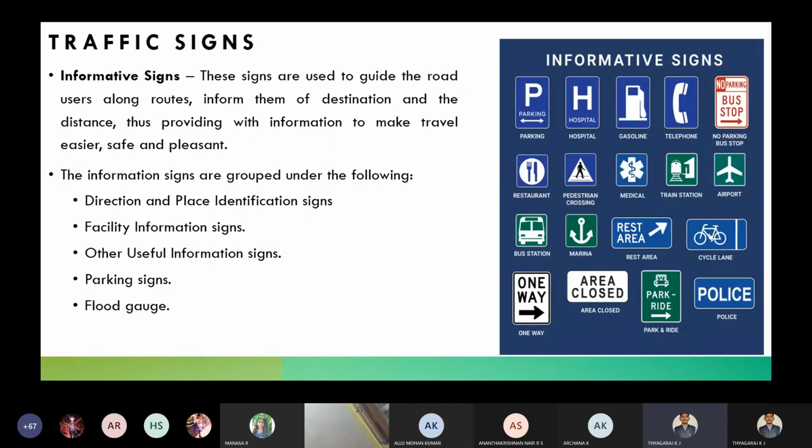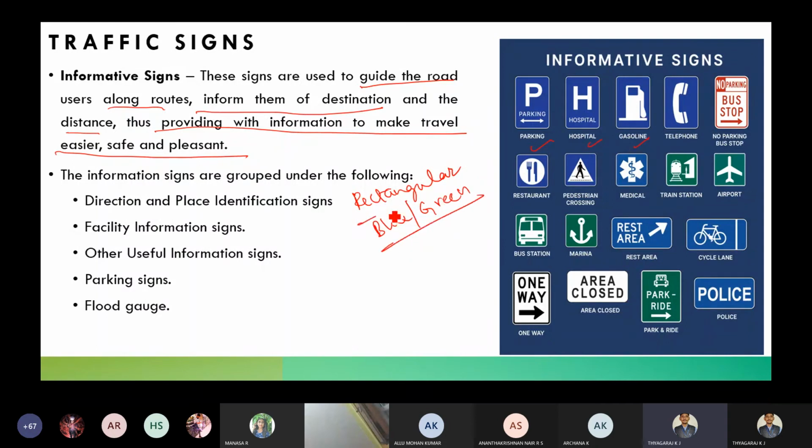Then comes the informative signs. As the name itself indicates, they give information about the road condition, and about parking, hospital, gasoline, which will be useful for road users. These signs are used to guide the road users along the routes, inform them of destination and distance, thus providing information to make travel easier, safe and pleasant. And always remember, these informative signs are always rectangular in shape, with a blue color or green color.